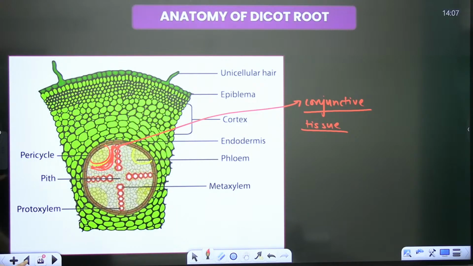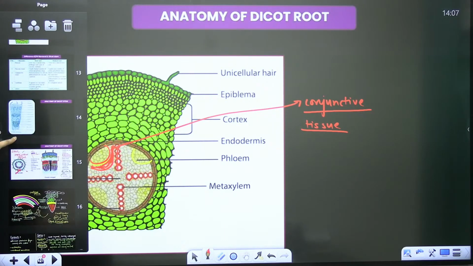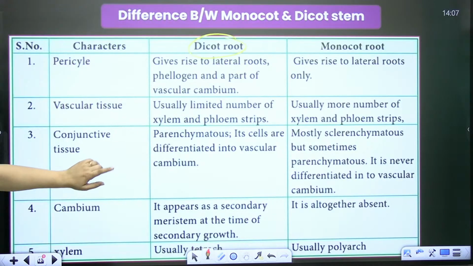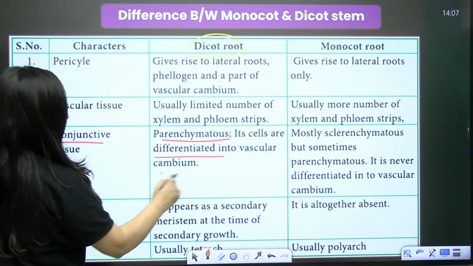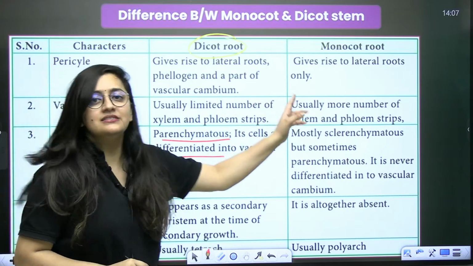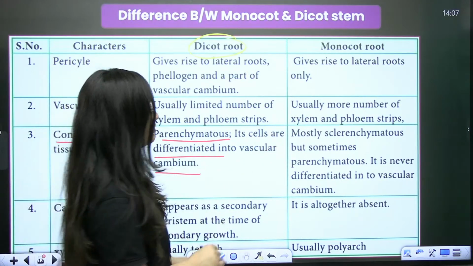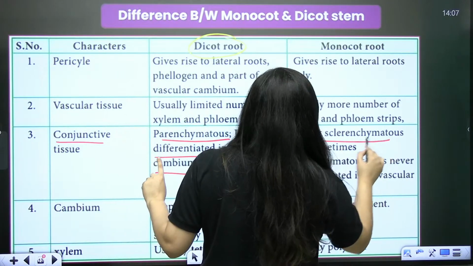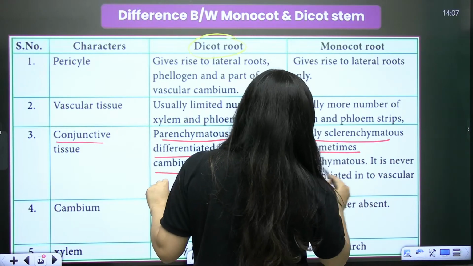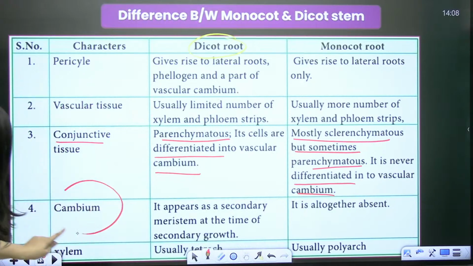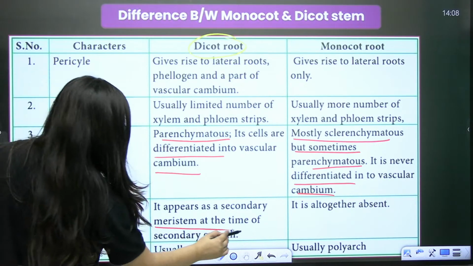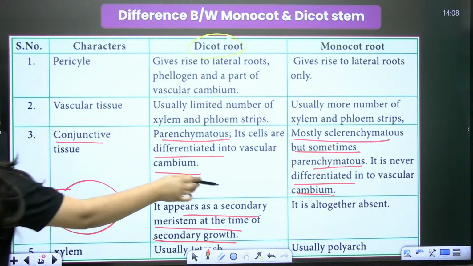Clear? It will help in the formation of the cambium then. So the conjunctive tissue, parenchymatous, its cells are differentiated into vascular cambium. Because in monocot root there is no secondary growth. Here you will see that this conjunctive tissue is mostly sclerenchymatous, sometimes parenchymatous, and it will not form vascular cambium. Here, when you talk about the cambium, it is secondary in origin. And here cambium is absent.